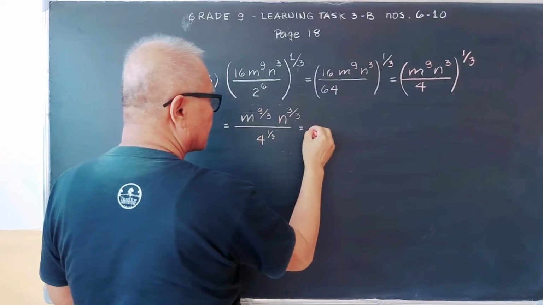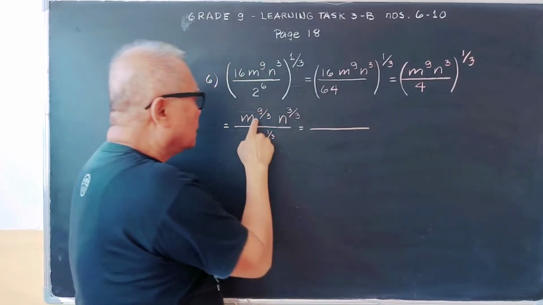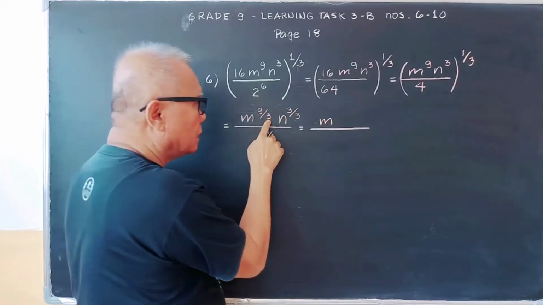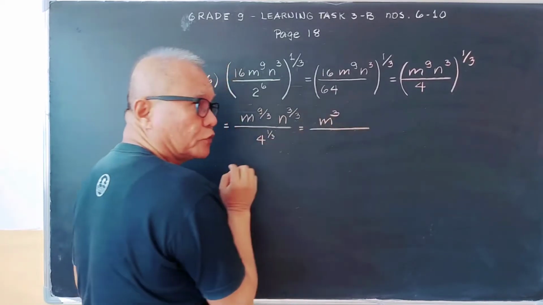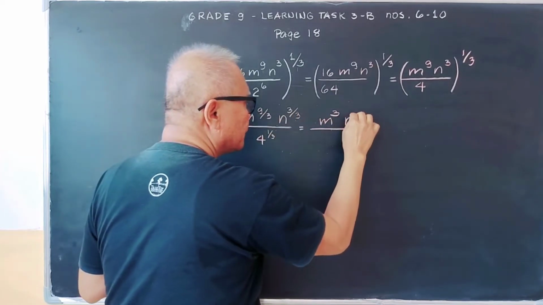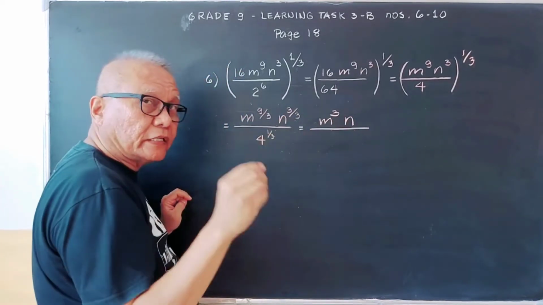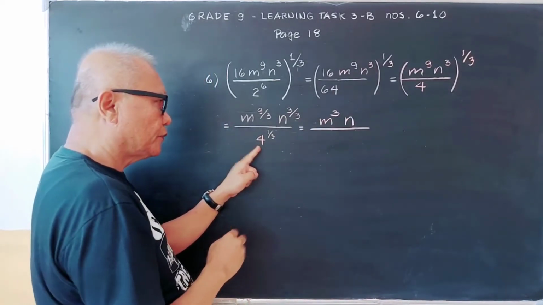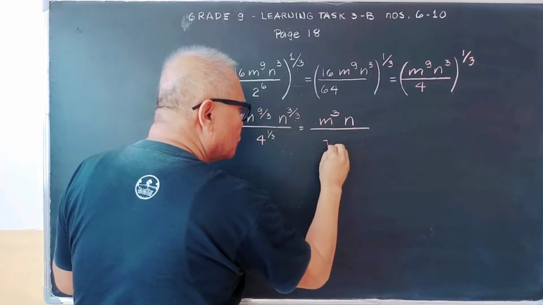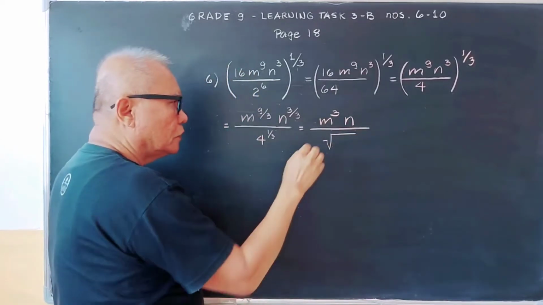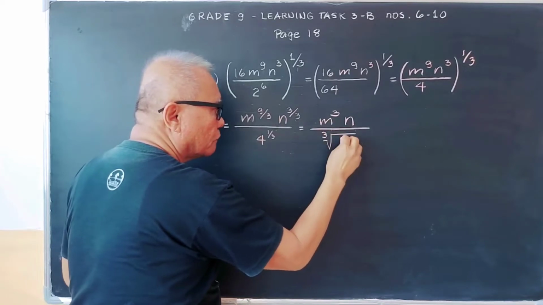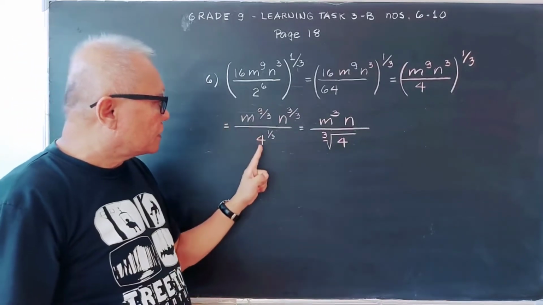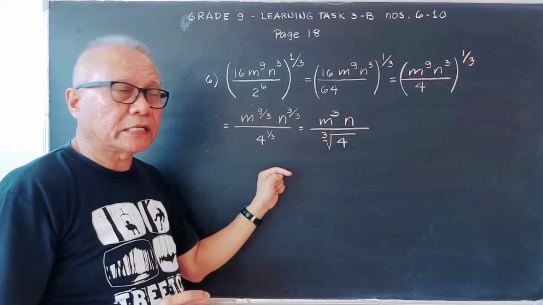Okay, equals M, 9 divided by 3 is 3. M cubed. Ito, 3 divided by 3, 1. Huwag ninyo isulat yung 1 doon. At ito is cube root of 4. Cube root of 4. O pwedeng ganito na rin answer ninyo, kaya lang samantingnan.